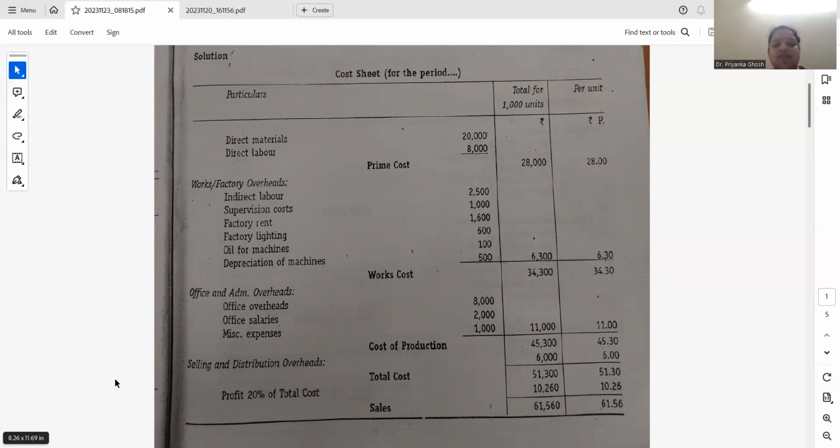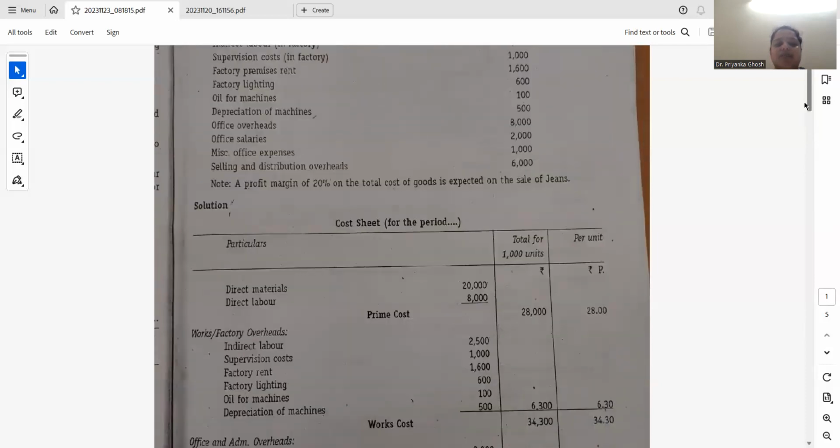So here selling and distribution overhead they have directly given 6,000. So we have written 6,000 and this 6,000 we have to add with the cost of production. So now total cost we will be getting 51,300 and this 51,300 we have to divide with the total units manufactured. So here the per unit will come 51.30.